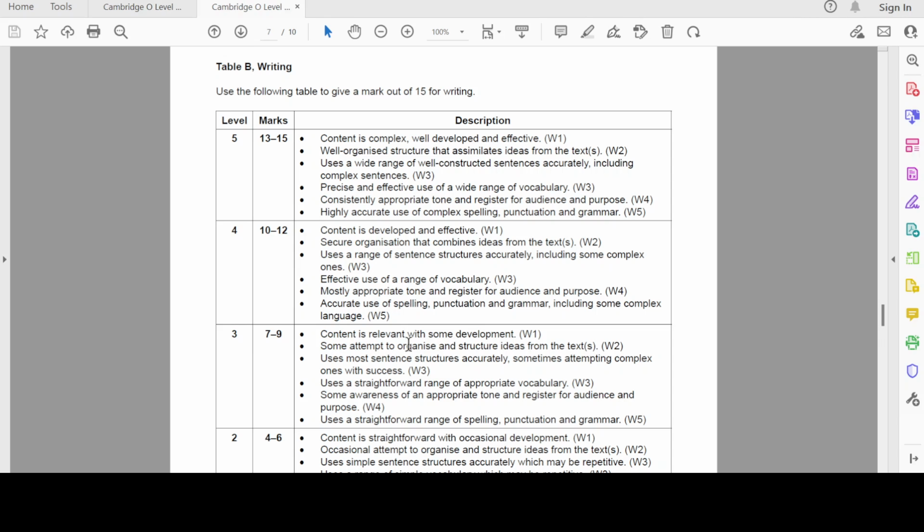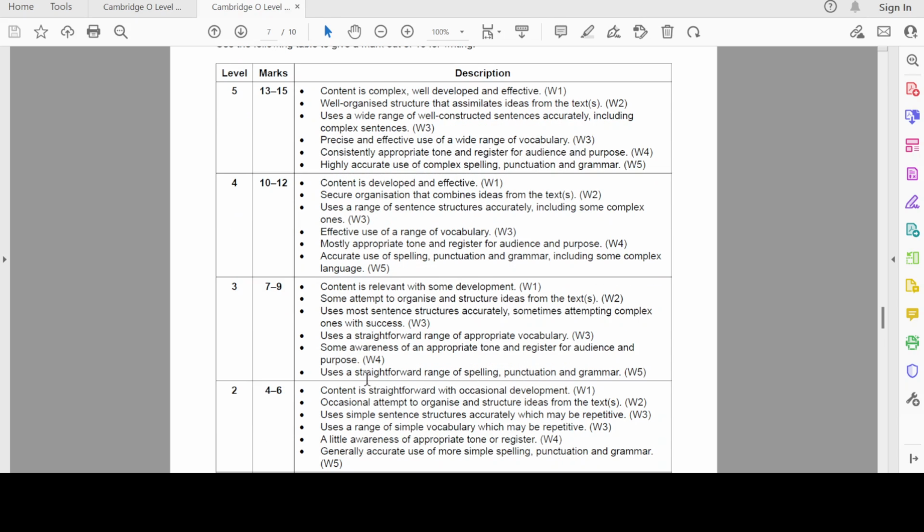Level 3, content is relevant with some development, so we're getting better at this. Some attempt to organize and structure ideas from the text, uses most sentence structures accurately, sometimes attempting complex ones with success. Right, so it's not just simple, it's compound, and sometimes complex ones as well with success. So bravo. Uses a straightforward range of appropriate vocabulary, right? So we're not going into the more complex or difficult or fancy words, right? Straightforward, appropriate, good enough, right?